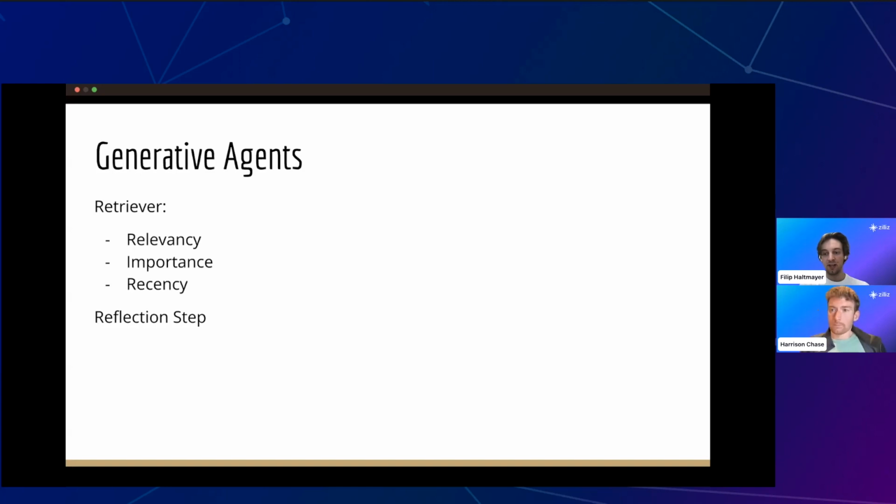Someone had a question in the chat, if you have a link to that paper or what the paper is called. Yes, I think it's called Generative Agents, but let me find a link to that and I can drop it in there. Generative Agents, Interactive Simulacra of Human Behavior. I'll drop it in the chat. Oh, someone beat me to it.